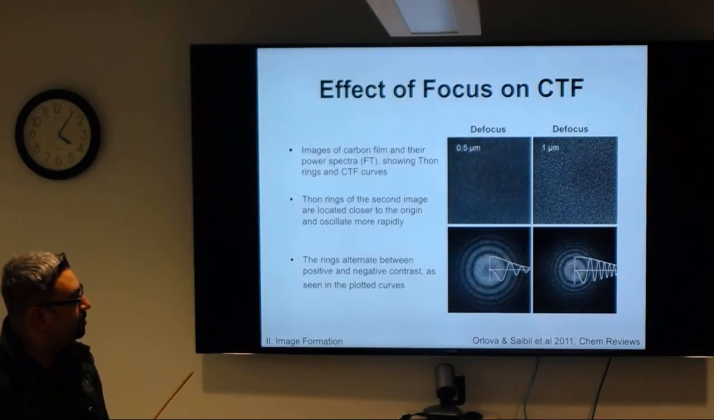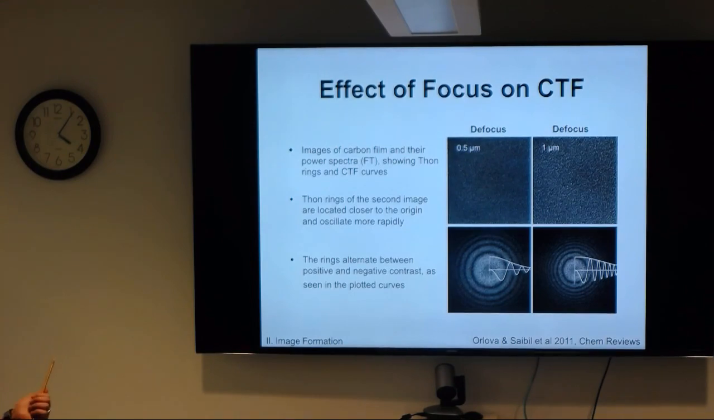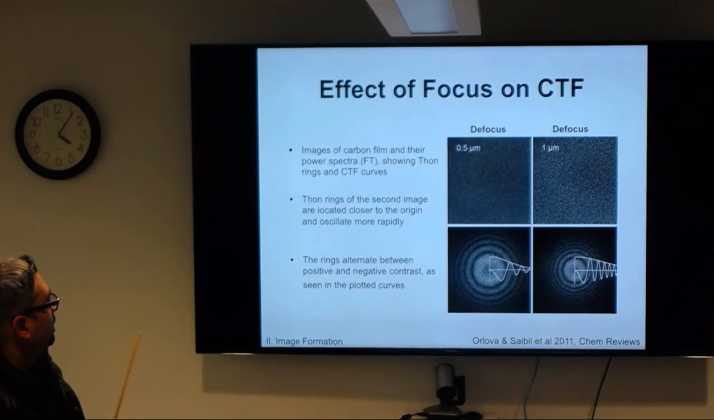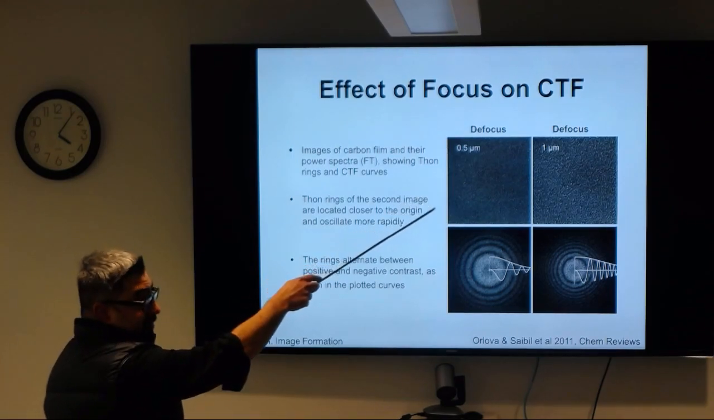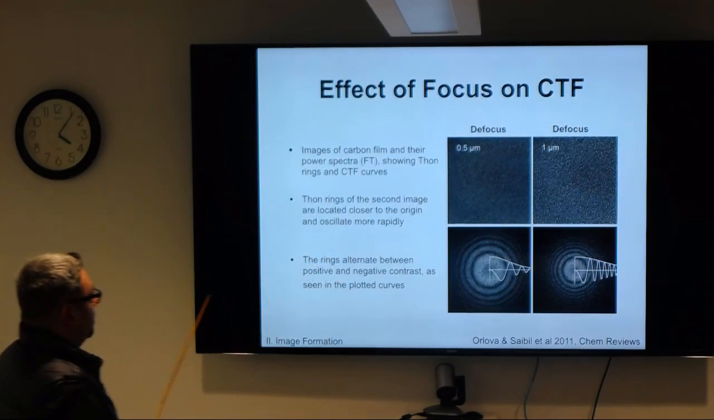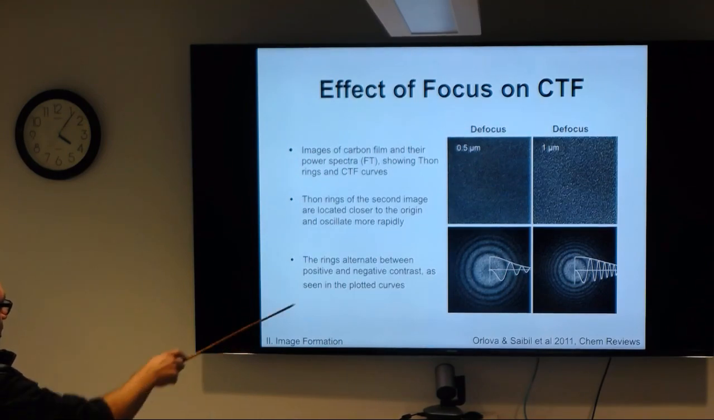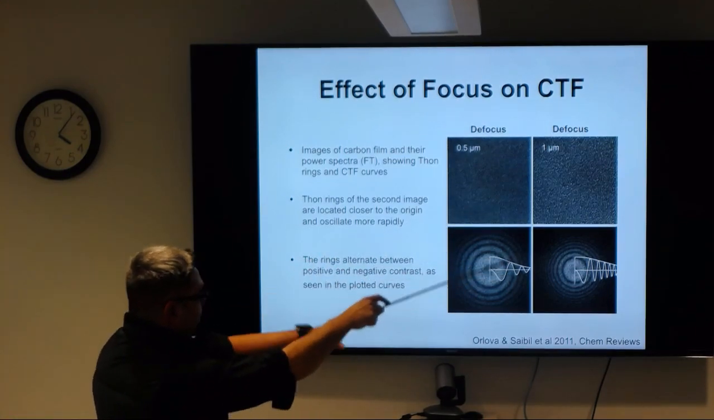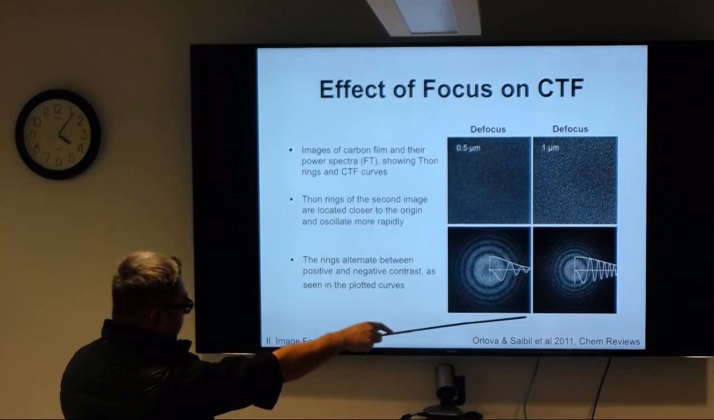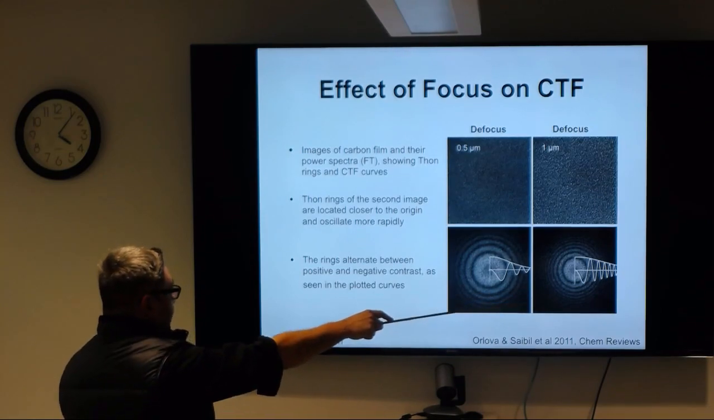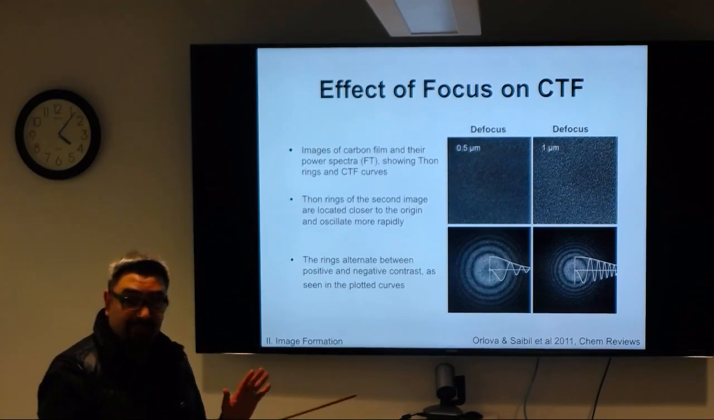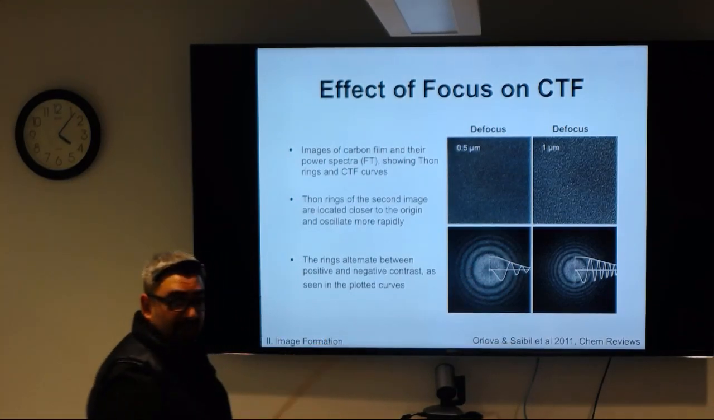But usually you get a range, and there are other uses of that we can talk about. And so here we have some images of carbon, and here are their defocus values and their Thon rings. So here's the first image, here's the second image. If you notice in the second image, the Thon rings are located closer to the origin, and they oscillate more rapidly, and you can see that in the contrast transfer function.